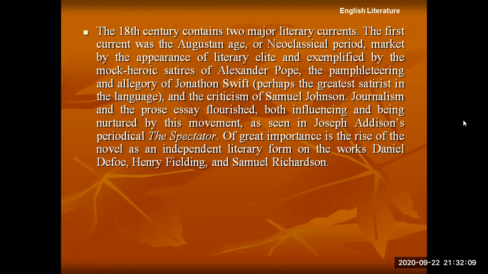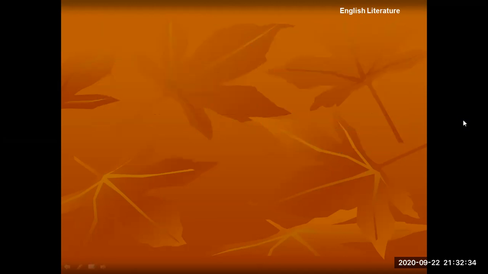Journalism and the prose essay flourished, both influencing and being nurtured by this movement, as seen in Joseph Addison's periodical The Spectator. Of great importance is the rise of the novel as an independent literary form in the works of Daniel Defoe, Henry Fielding, and Samuel Richardson.